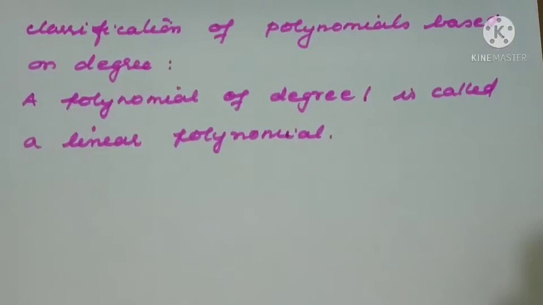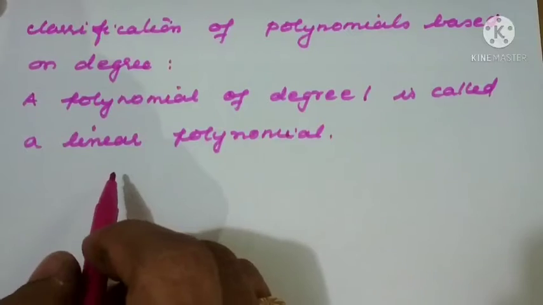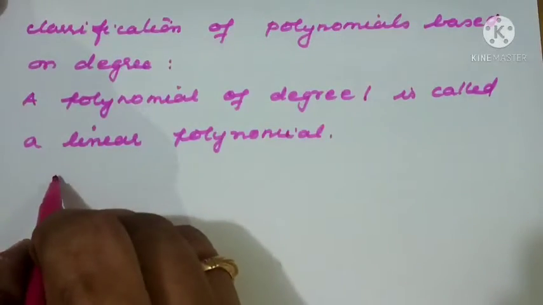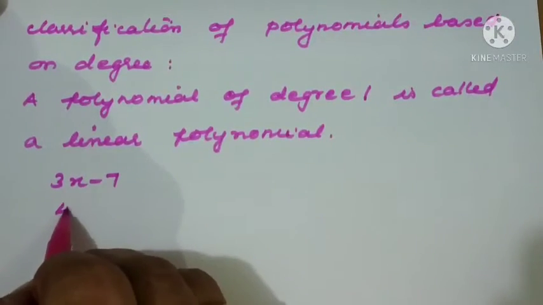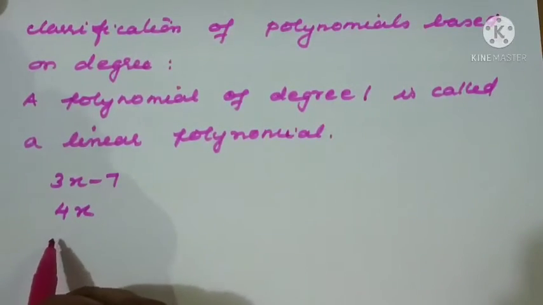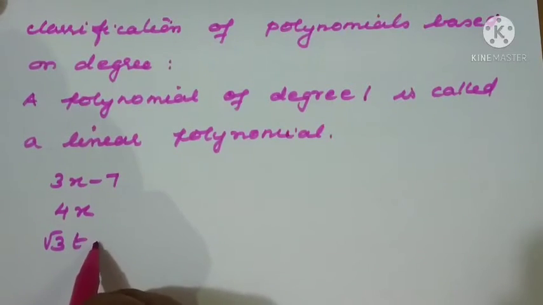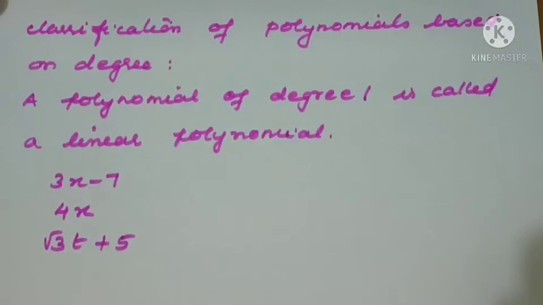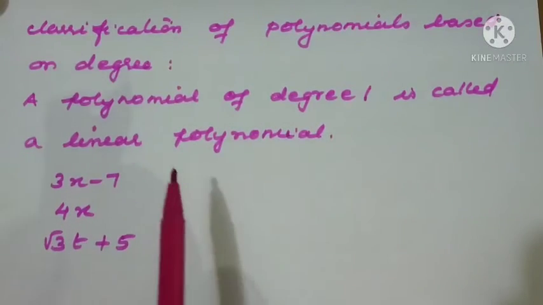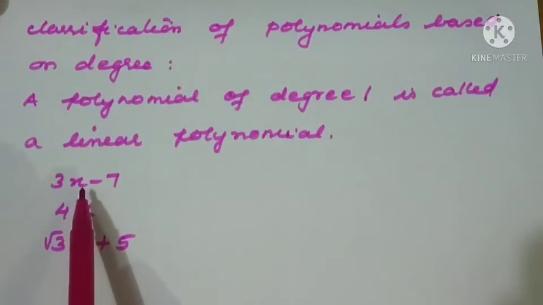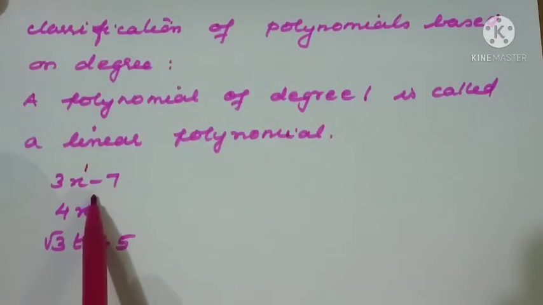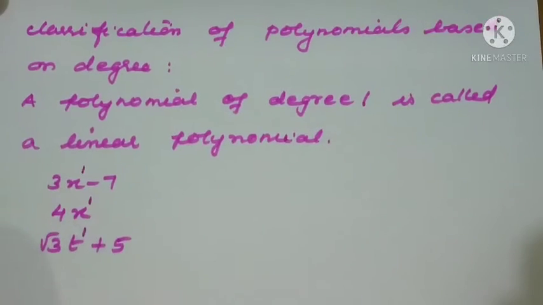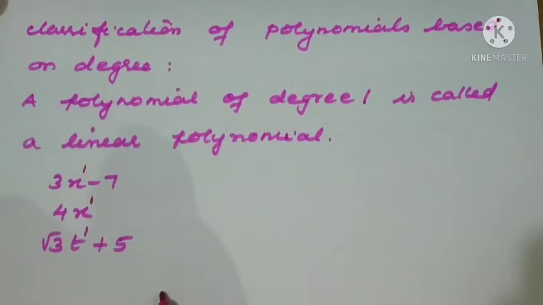So a polynomial of degree 1 is called a linear polynomial. Let us see the examples now. We have already written many examples for this one. So 3x minus 7, then 4x, another one is root 3t plus 5. These are the examples for a linear polynomial. So linear polynomial means degree 1 only. Let us check the degree of these polynomials. Here the highest power of x is 1 only. Here also 1. Here the highest power of t is 1 only. So all these examples have degree 1 only.